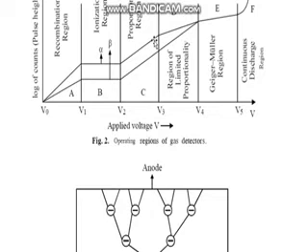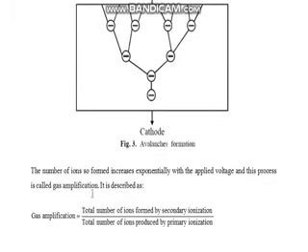In this figure, you can see a primary electron produces its own bunch of electrons, which is called an avalanche. The number of ions so formed increases exponentially with the applied voltage, and this process is called gas multiplication. It is described as the total number of ions formed by secondary ionization divided by the total number of ions produced by primary ionization.